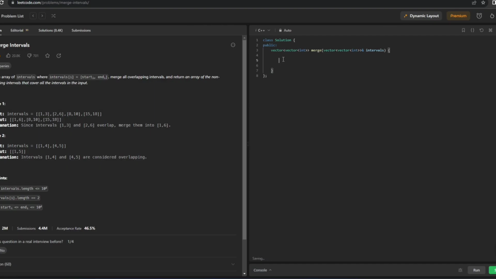So now see, what was my first step? I was simply sorting my intervals. So let's do that. Now as we are supposed to return the intervals, so let's create a vector for that. We are done with this. After this, we'll simply start iterating.